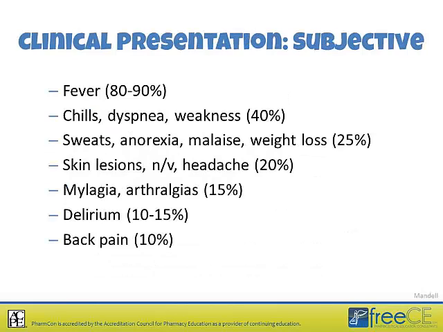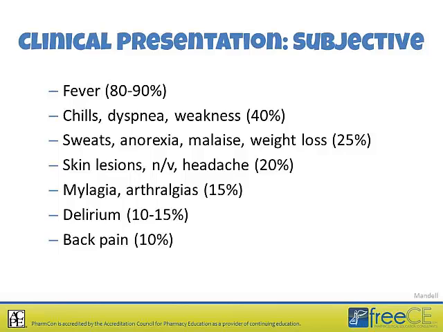Okay, so now that we've got the pathogenesis under our belt, how do these patients present? Well, they're going to present very similarly to how many other infectious disease patients present. A lot of things are non-specific and fairly constitutional. About 80 to 90% of patients will present with a fever. 40% will have chills, dyspnea, and weakness. A quarter of our patients may present with sweating, anorexia, as well as malaise and weight loss.